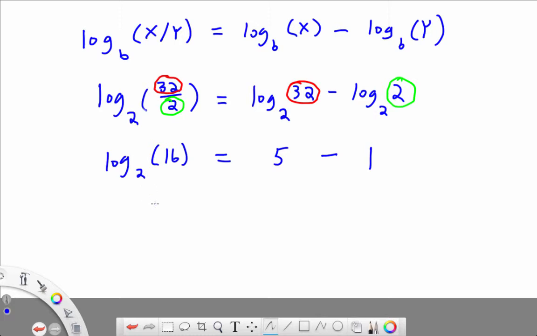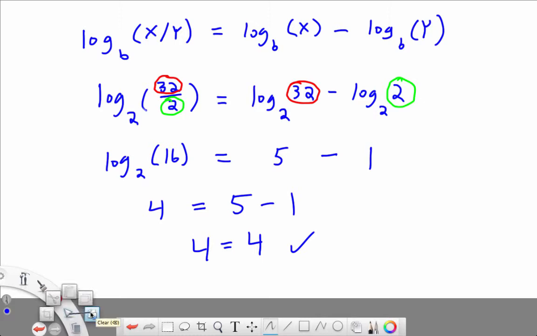Log base 2 of 16 is, you guessed it, 4. 2 to the 4th is 16. We get 4 equals 5 minus 1. 4 equals 4. Okay, so that works out. Now, let me clear that.